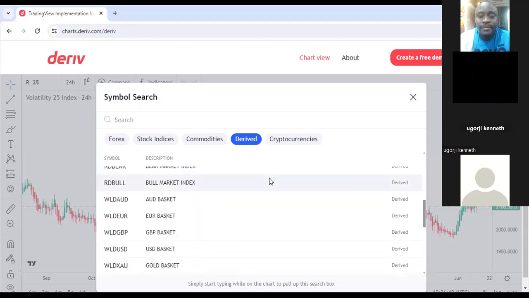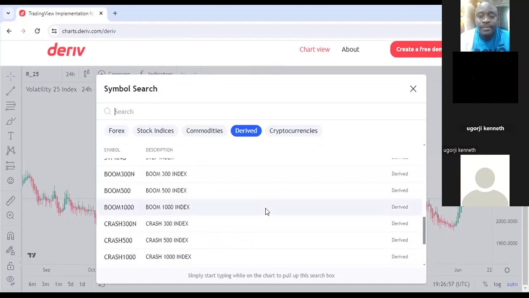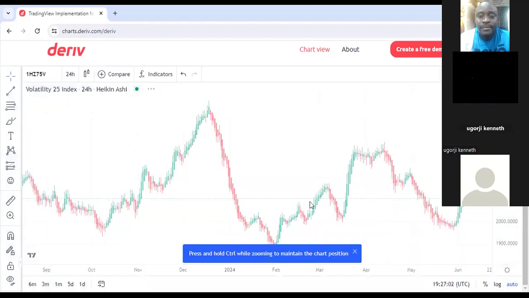100, 10 to sell 5. You have baskets. You have step index. You have boom and crash. You have jump. Everything is here. Now, let's say I want to do some small analysis of Volatility 75. Here it comes.